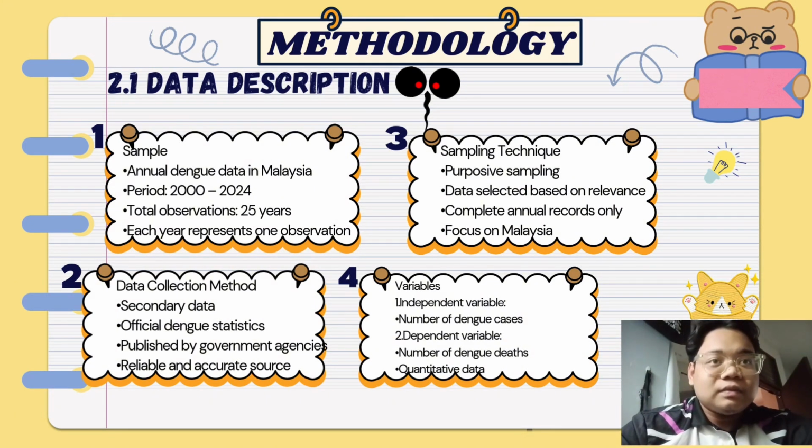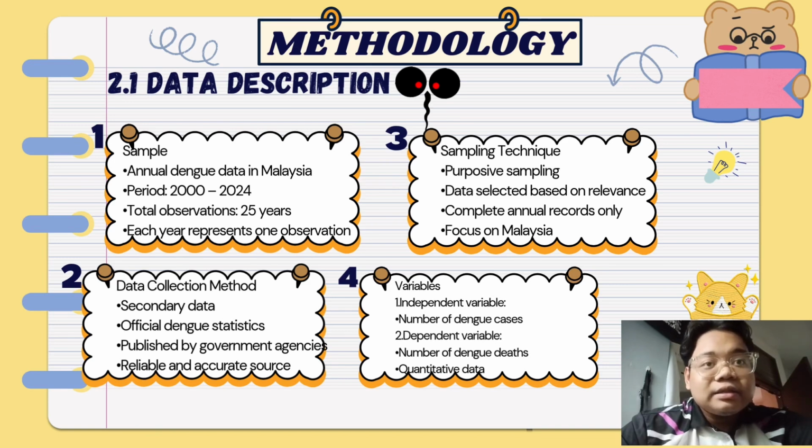After that, the sampling technique used in this study is purposive sampling. This is because only relevant and complete data was selected based on the objective of the study. The study focused only on dengue data in Malaysia, so purposive sampling is suitable.